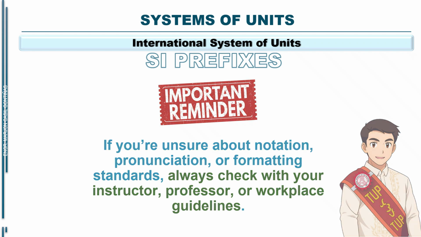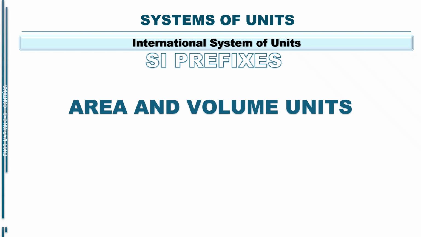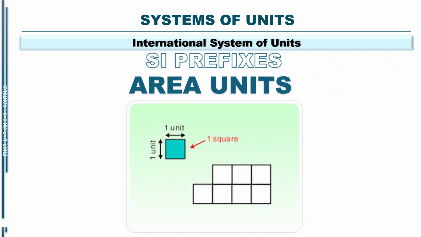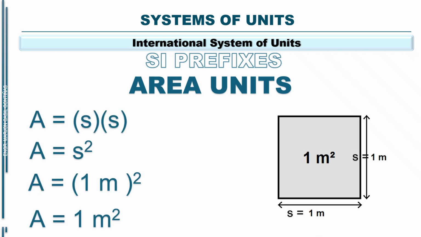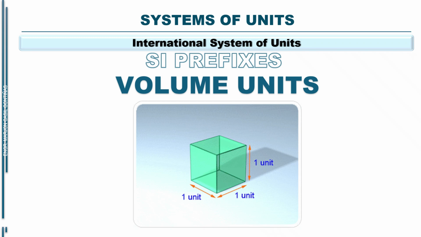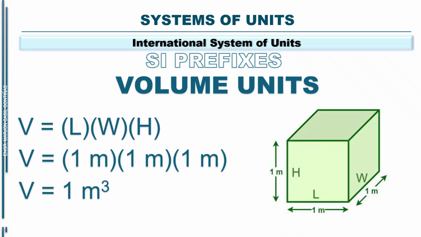Now let's talk about what happens when we square or cube measurements. When you measure a surface, like the area of a floor or a wall, you're working with square units. That's why we express area in square meters. For example, a square that's 1 meter on each side has an area of 1 square meter. For volume, like the space inside a box or a container, we use cubic meters. That's because volume measures length times width times height. For example, a cube that's 1 meter on each side has a volume of 1 cubic meter.